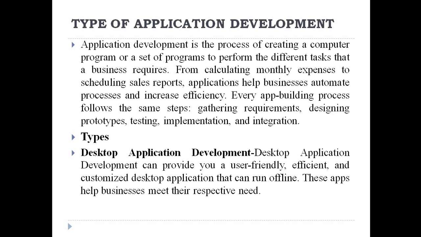So what is the first category of application development type? It is a desktop application. Desktop application means what? The applications based on the desktop only, and it must be user friendly, efficient, customized desktop application that can run offline. Means these applications do not require the internet facility. Once the user opens the computer, they want to perform some task according to their business purpose, then this type of apps are developed in a computer and run offline.